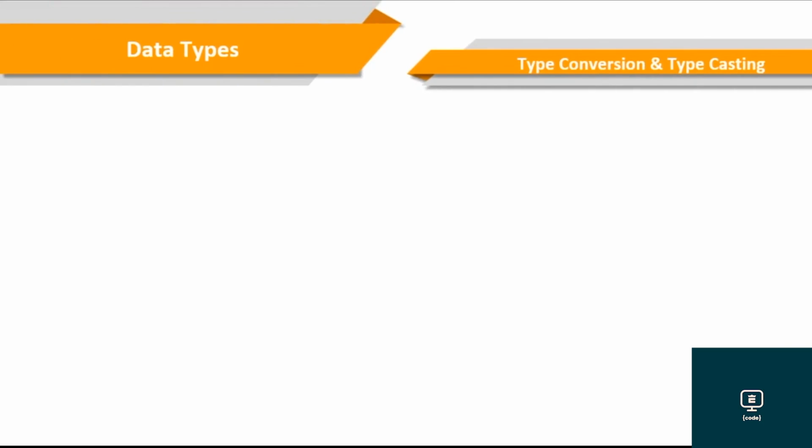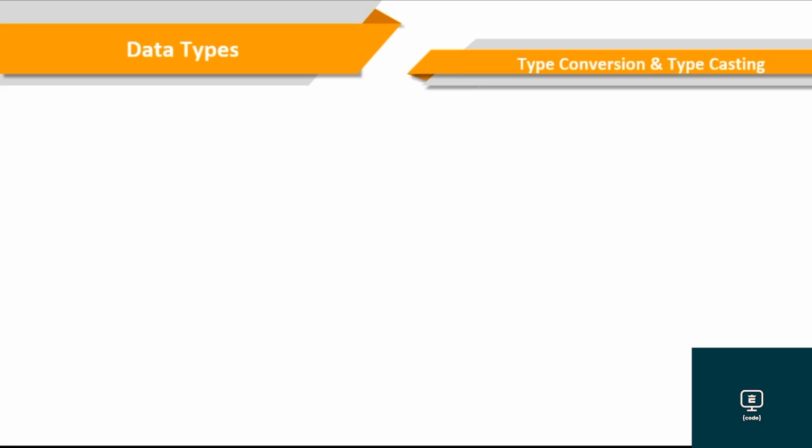Type conversion and type casting. When we assign the value of one data type to another, if the data types are compatible, then Java will perform the conversion automatically. This process is known as automatic type conversion, right? If the conversion is not performed automatically, then they will need to be cast or converted explicitly.